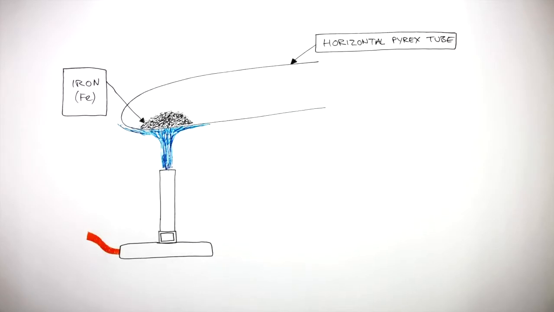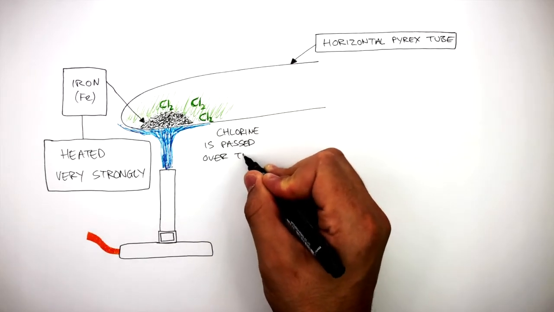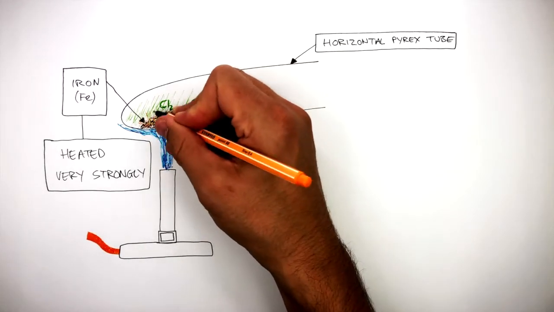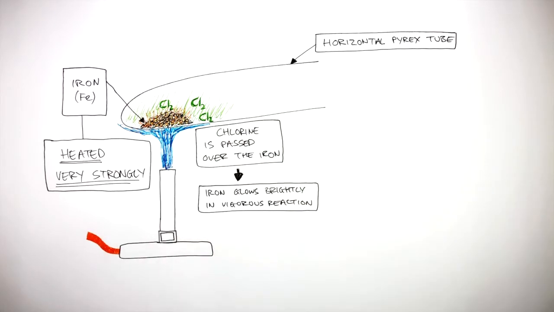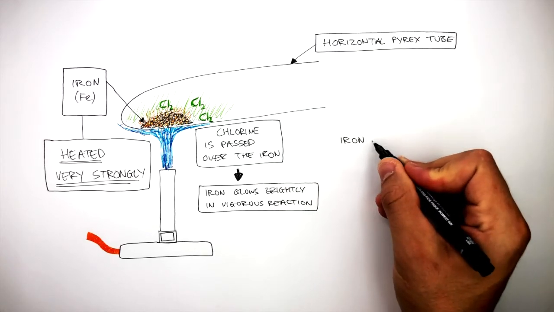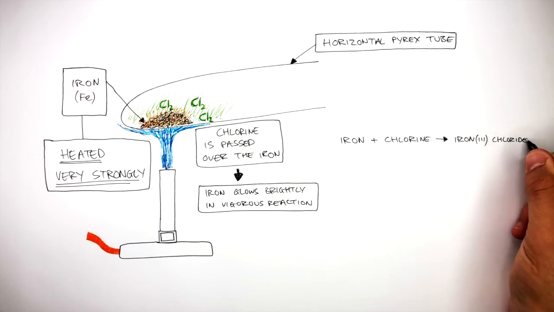However, when we use a Bunsen burner and it is heated very strongly and chlorine is passed over the iron, a reaction takes place. So when chlorine is passed over the iron, a reaction takes place as the iron glows brightly in a vigorous reaction. This forms red iron(III) chloride. The word equation is iron plus chlorine reacts to form iron(III) chloride.